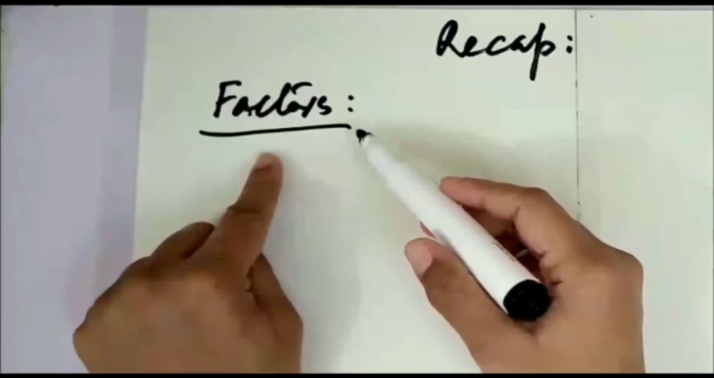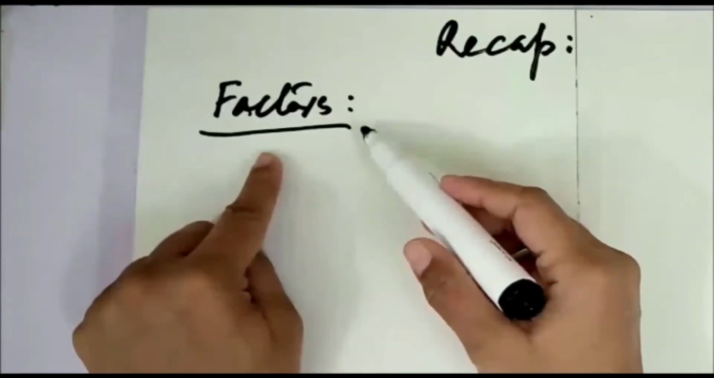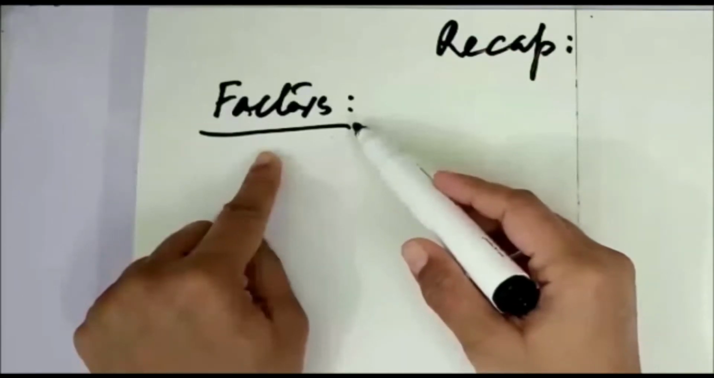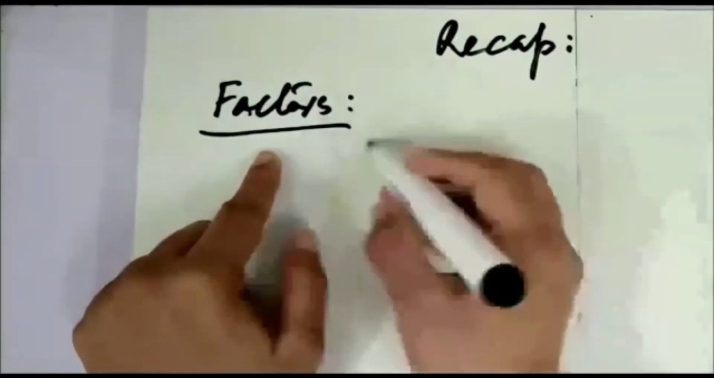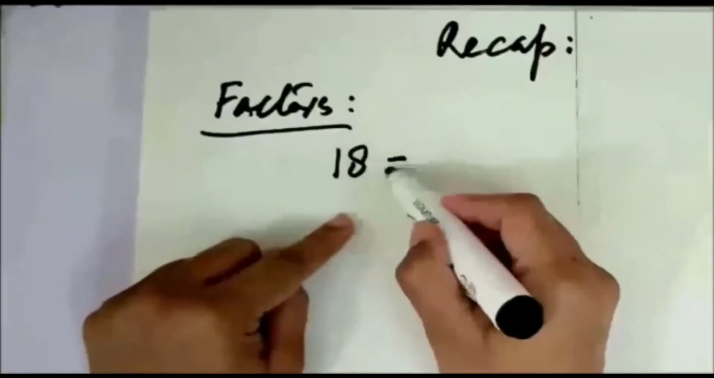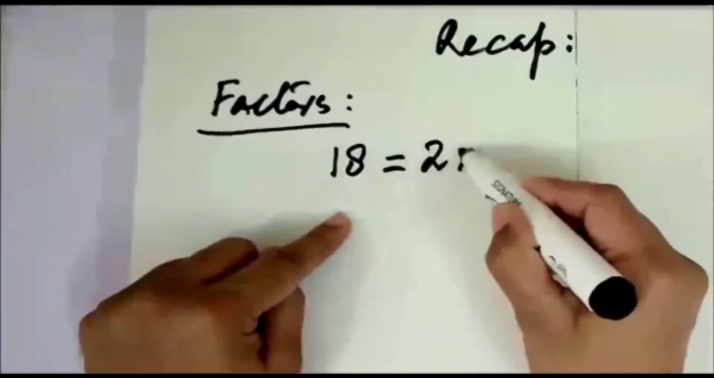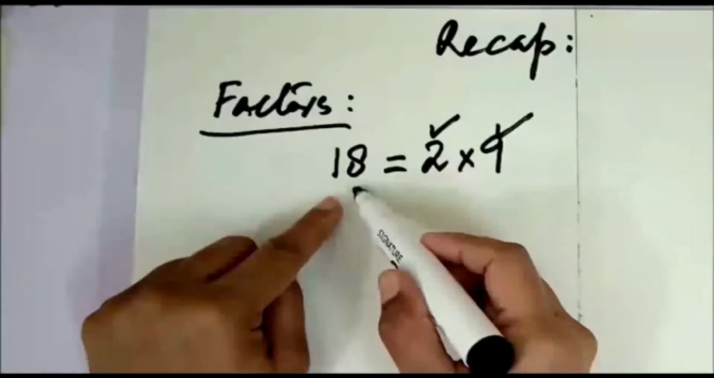What are the factors? All the numbers can be decomposed into factors. A factor is a number or quantity, when multiplied by another number, it produces a given number. So we can write here 18. What are the factors of 18? If you multiply 2 multiplied by 9, this is 18. So 2 and 9 will be the factors of 18.